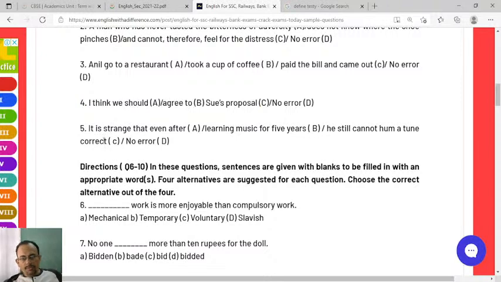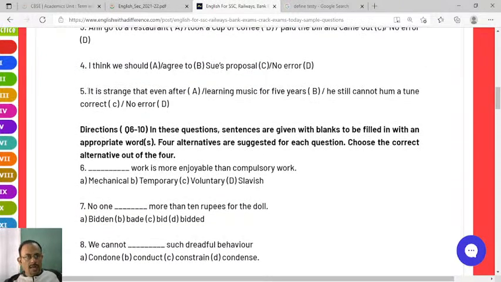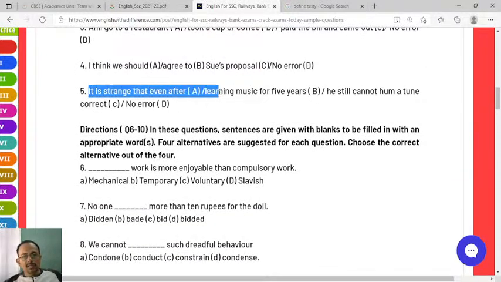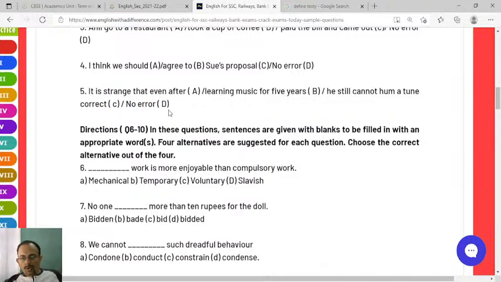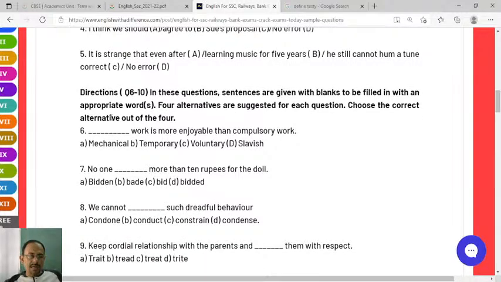Next, question number 5. It is strange that even after learning music for 5 years, he still cannot hum a tune correct. This one is also very simple, very easy. So, tell me which part is the error? Is it number A or number B, number C, or if there is no error, number D? So, number 5, you tell me quickly.